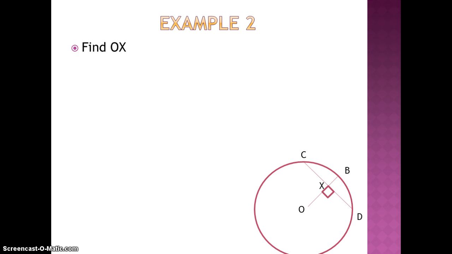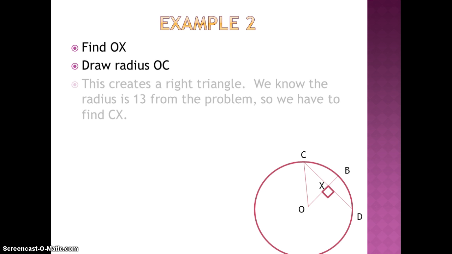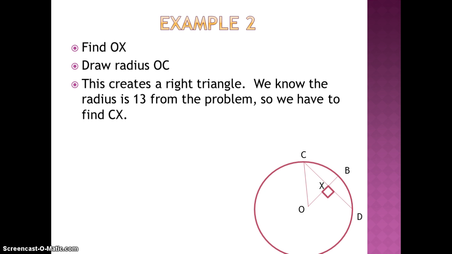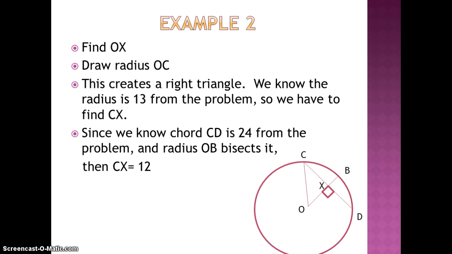We're going to find OX. First, we're going to draw radius OC. This creates a right triangle. We know the radius is 13 from the problem, so we have to find CX. Since we know chord CD is 24 from the problem, and the radius OB bisects it, then CX must equal half of 24, which is 12.